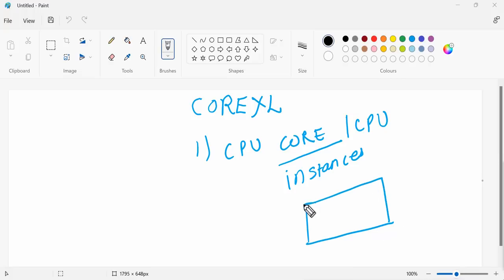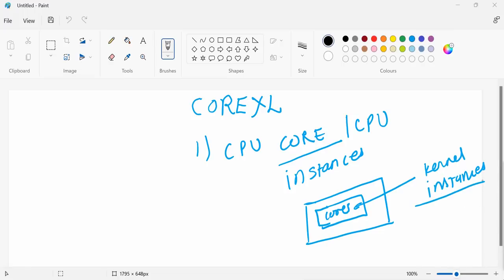which has a motherboard, and with that they have some chips, and that chip comes with different cores, right? And those cores are basically nothing but your CPU's cores, which we can call instances, right? Okay.